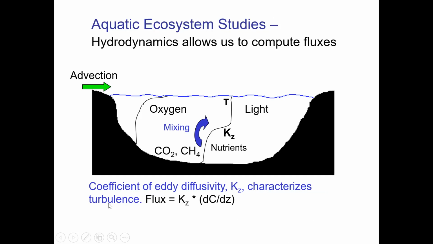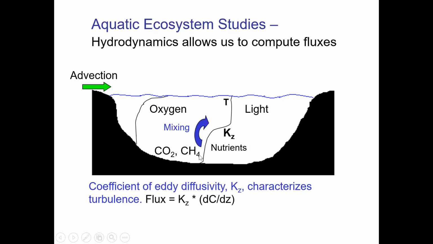So in aquatic ecosystem studies, hydrodynamics allows us to compute fluxes. Let's look at this figure. This would be a temperature profile on a day when there's been some mixing. Here might be one where there really hasn't been much mixing. It's warmer near the surface. Then there's a region with a strong discontinuity called the thermocline, and the hypolimnion below.